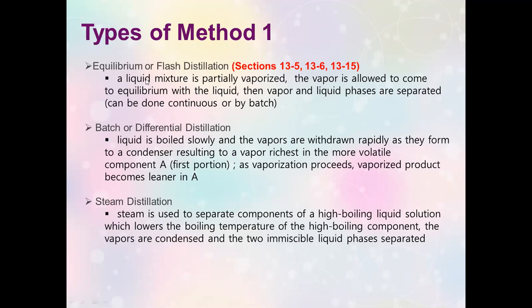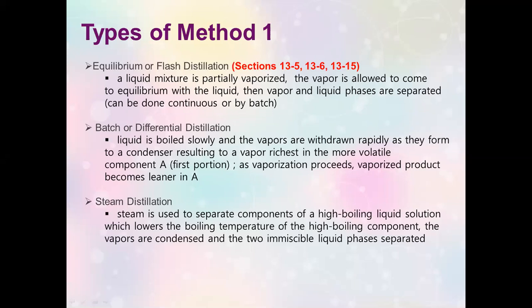We have equilibrium or flash distillation, batch or differential distillation, and steam distillation. In these 3 cases, there's no reflux liquid. In equilibrium or flash distillation, a liquid mixture is partially vaporized. The vapor is allowed to come to equilibrium with the liquid. Then vapor and liquid phases are separated. This type of distilling process is either done continuous or by batch.